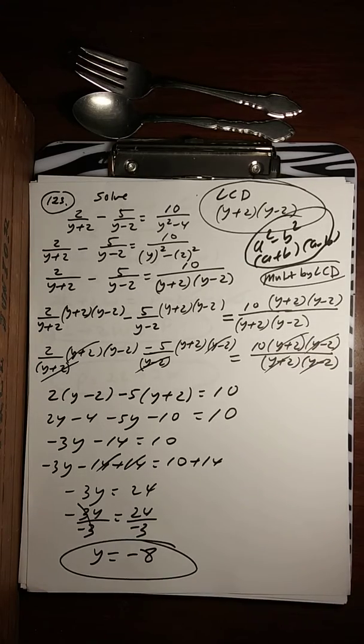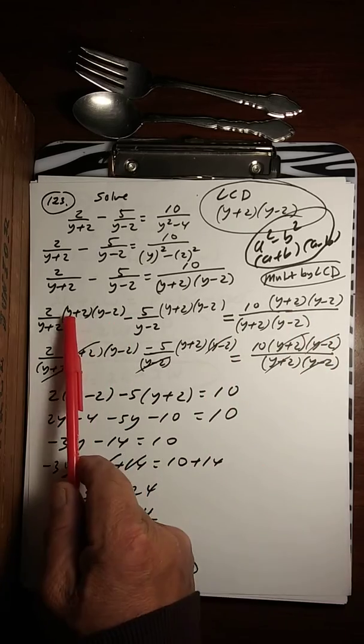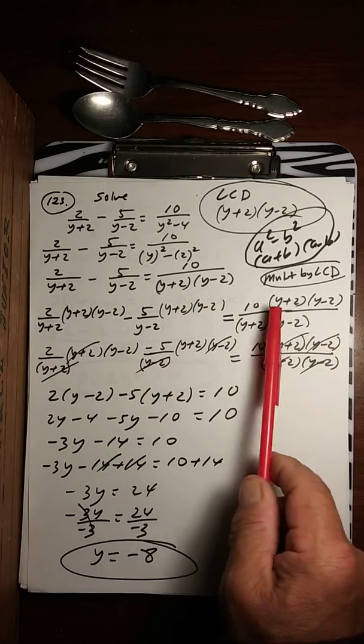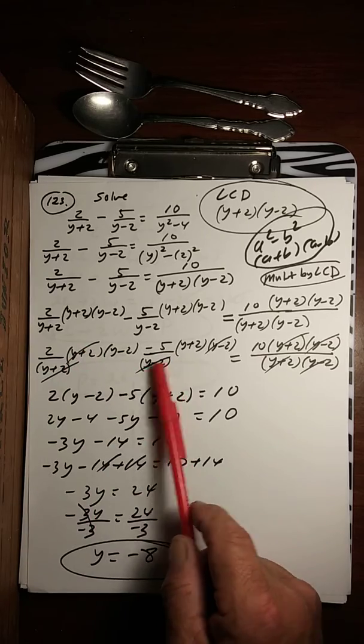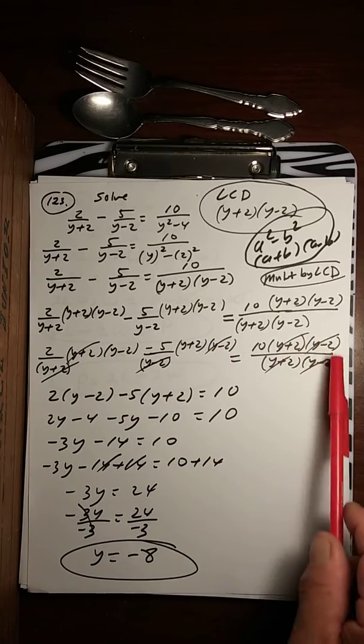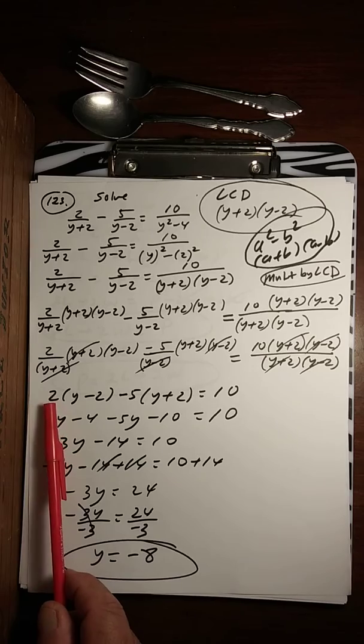So now we have all this set up. So multiply everything by y plus 2, y minus 2, y plus 2, y minus 2, y plus 2, y minus 2. And notice that these cancel. And notice that these cancel. And notice that all these cancel. So what's left over is this.